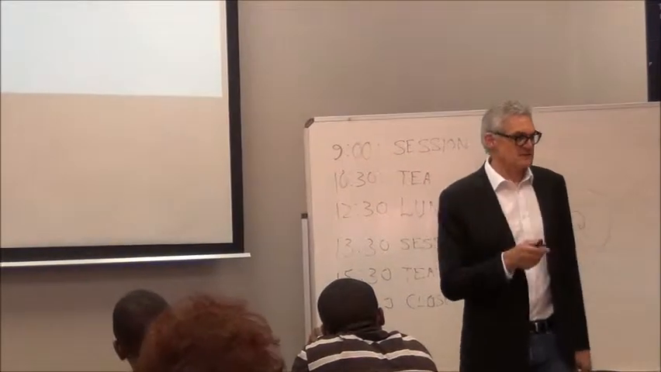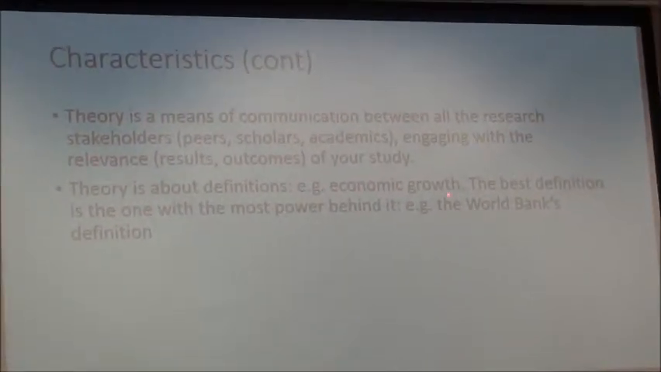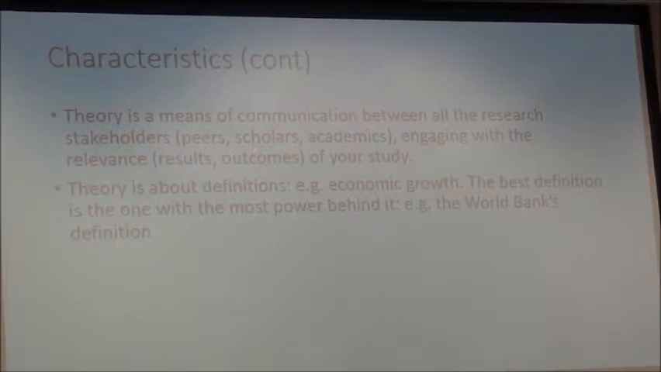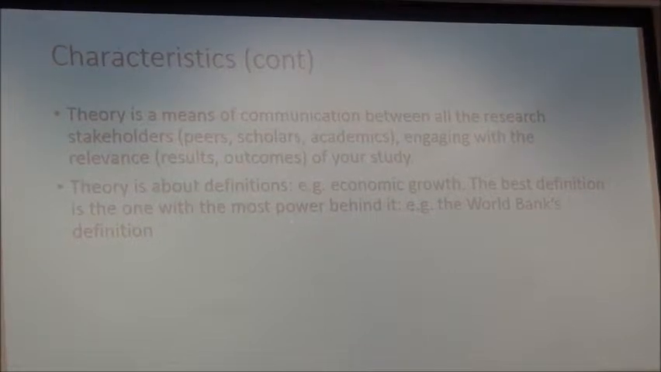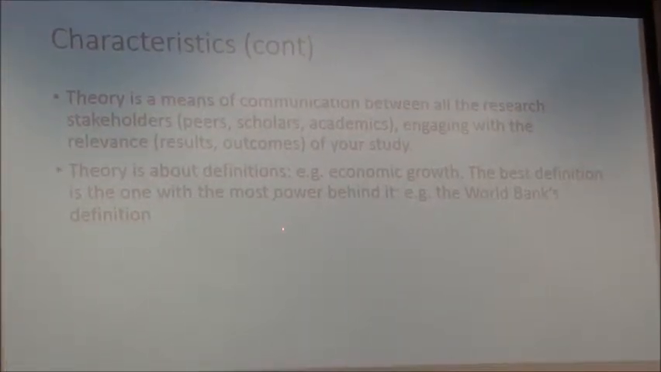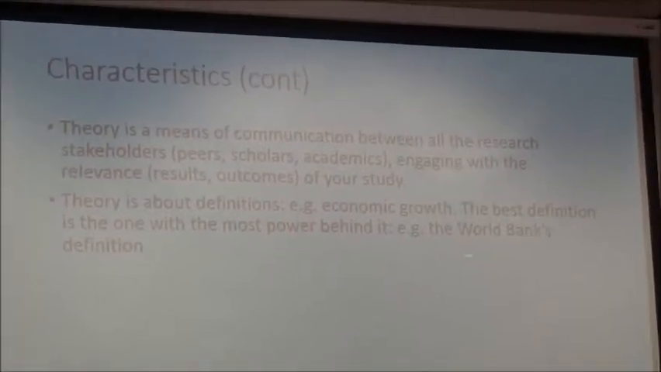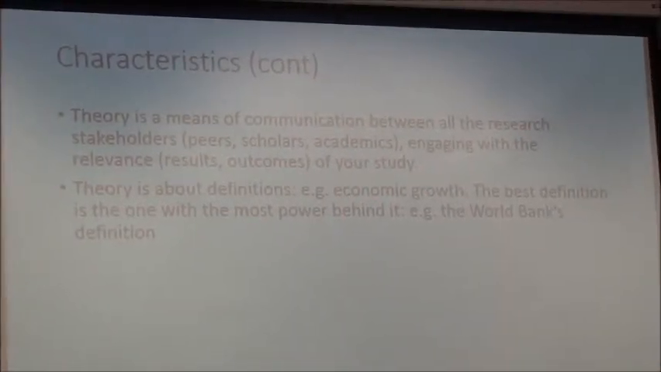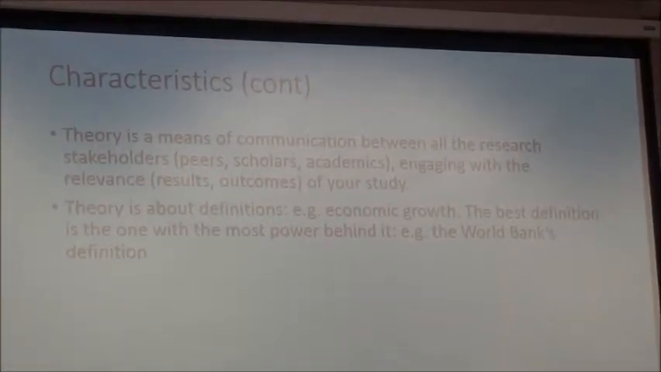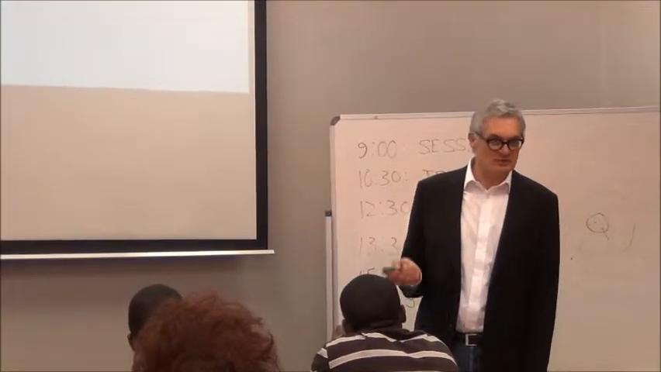Now, here's another way of defining theory. Theory is about definitions. For example, economic growth. In the theory of economic growth, the best definition is the one with the most power behind it. The most powerful entity here is the World Bank. So how do they define economic growth? That would go as the best or the most acceptable theory about economic growth.